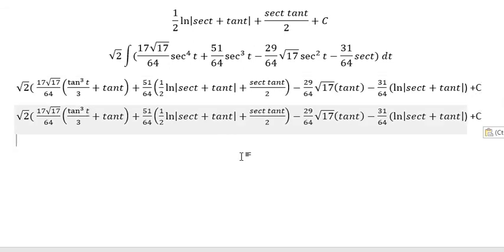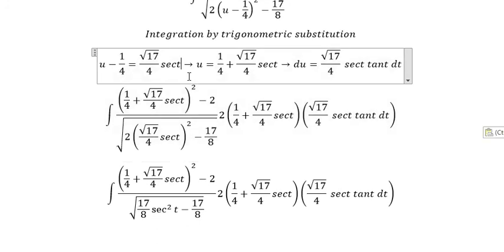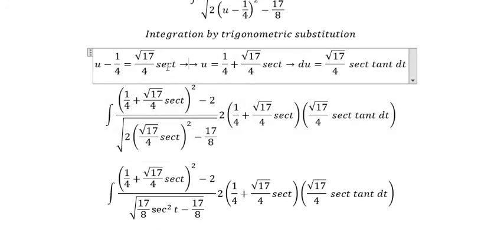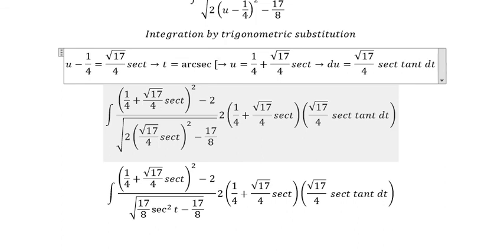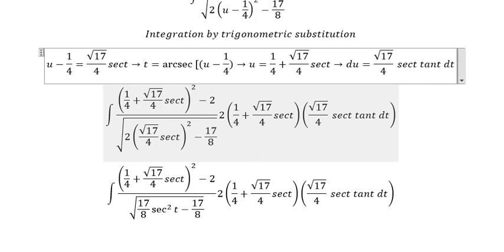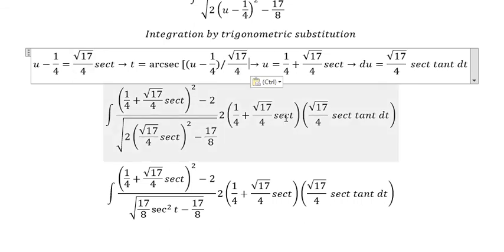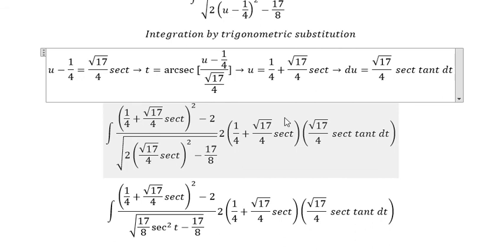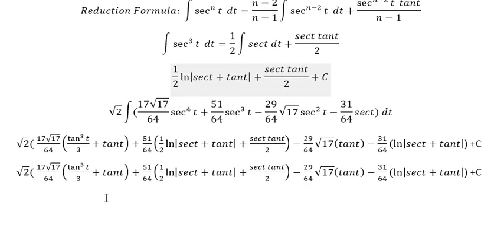Now about t, we go back in here. We divide both sides with the square root of number 17 over 4, and we got t equal to secant of u minus 1 over 4 over the square root of number 17 over 4. So we put this one to replace t.